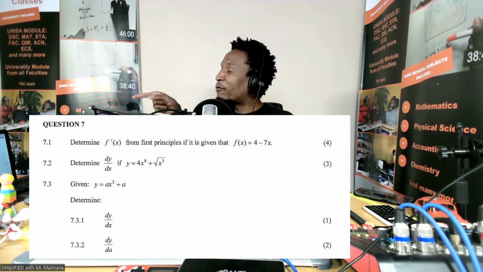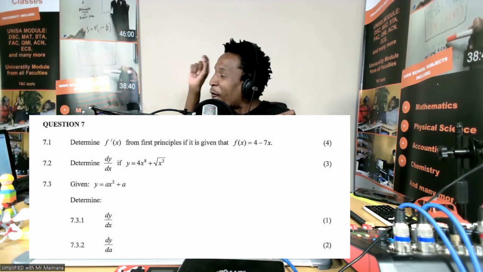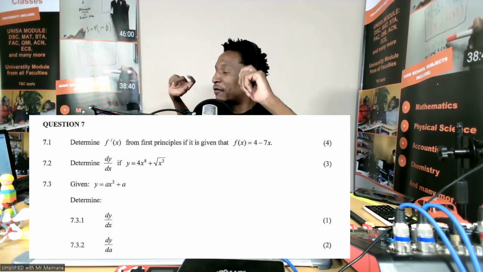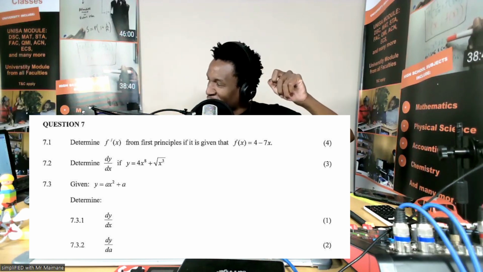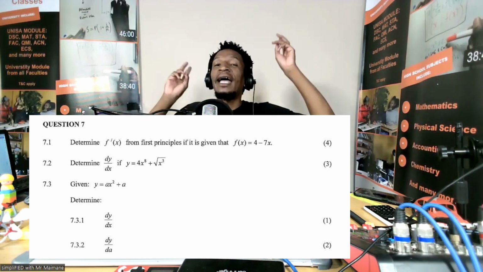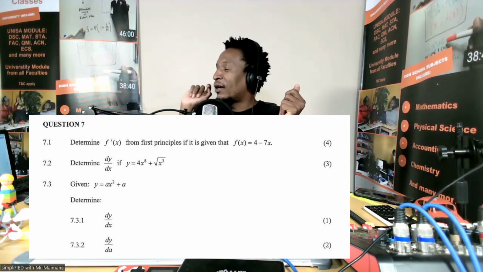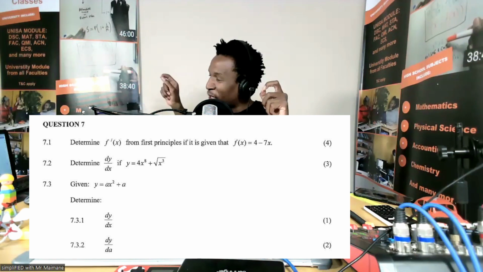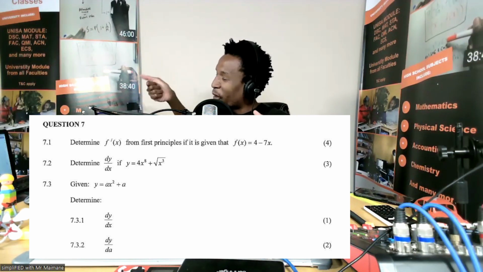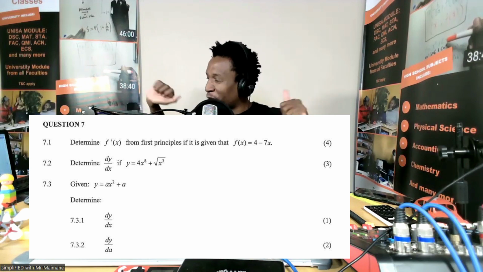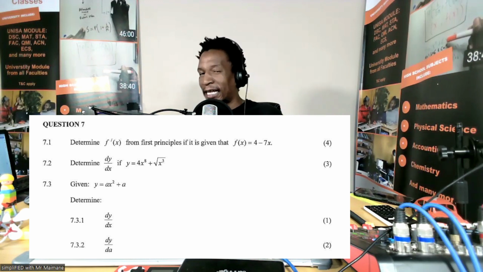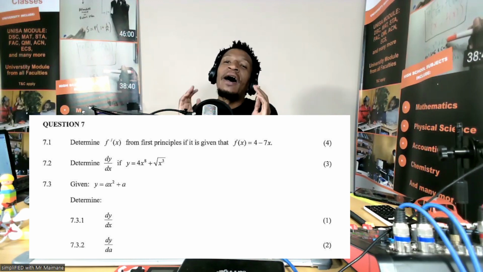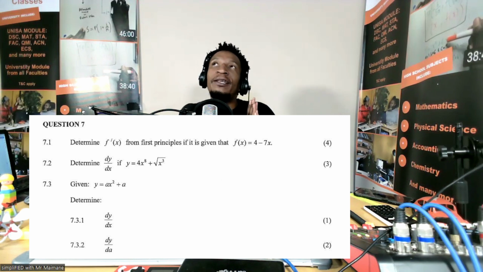And then 7.2, we have to determine dy over dx if given that function there, or just an equation, which is y is equal to 4x to the exponent 8 plus square root of x cubed. And then we're going to do 7.3. We are given that expression, which is y is equal to ax squared plus a, and then we have to determine dy over dx for 7.3.1, and for 7.3.2, we have to determine dy over dA, right?